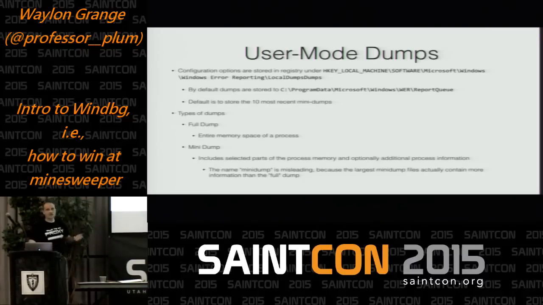Now, there's lots of types for that. There's the full dump and the mini dump. A lot the same. Full dump gives you the whole memory space of the process. Mini dump just kind of gives you some of the things. The name mini dump can be misleading because there's a lot of options for mini dump. Some of those options will actually make a mini dump bigger than a full dump. So there's kind of a misnomer that mini dumps are always smaller. They're not.